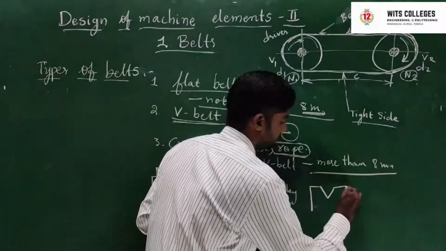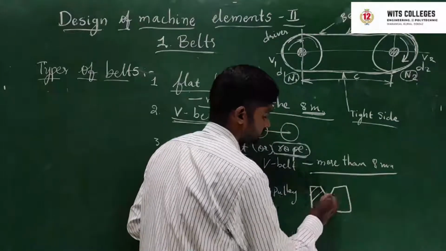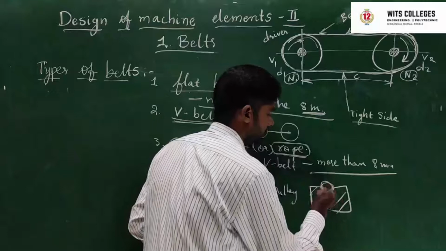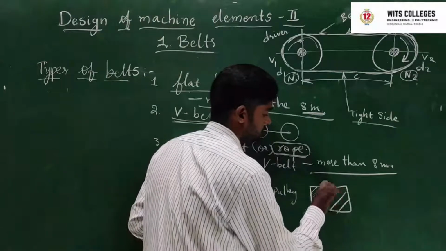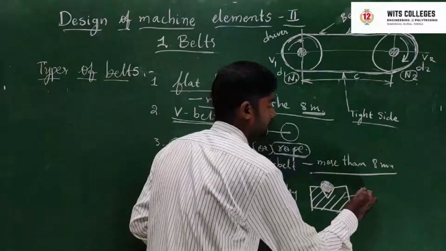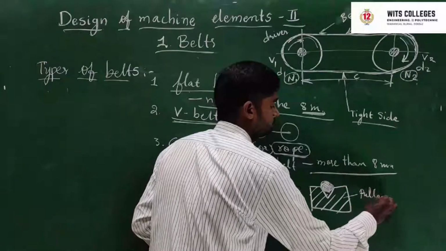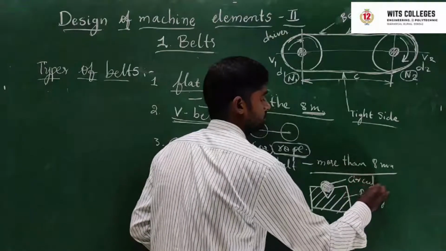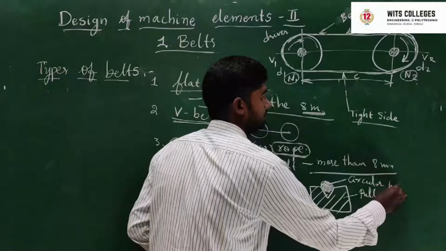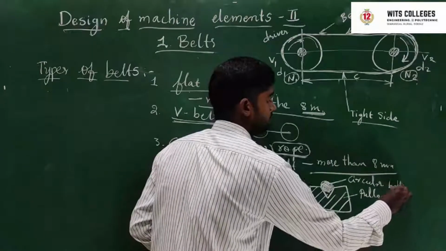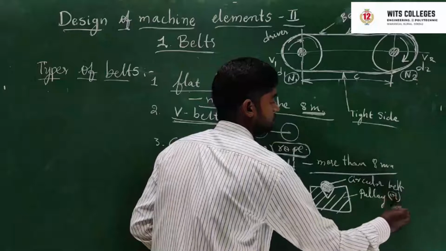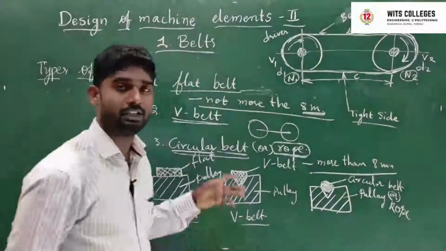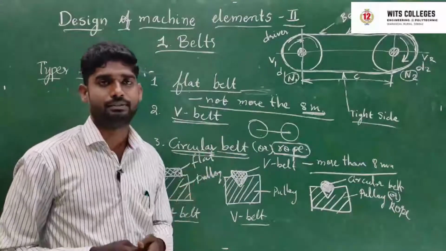Like this: this is a pulley, and this is a rope or circular belt. Pulley, circular belt, or a rope. Okay, these are the types of belts.